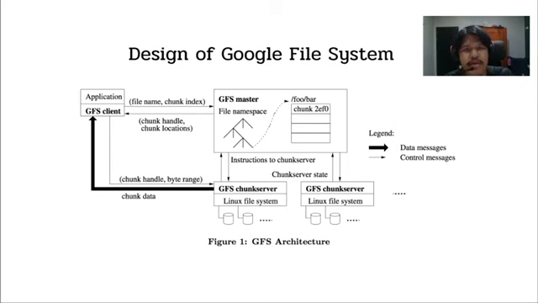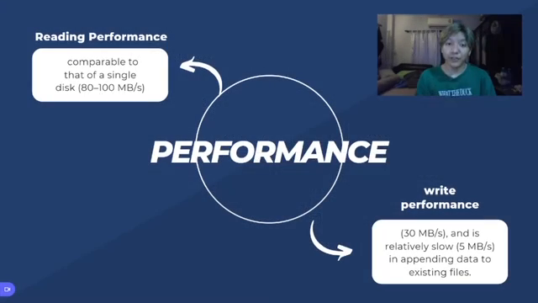Next, Mr. Pawaris will talk more about Google File System. Okay, with a relatively small number of servers, the file system achieves reading performance comparable to a single disk, at 80 to 100 megabytes per second, but had a reduced write performance of 30 megabytes per second, and is relatively slow, at 5 megabytes per second, in appending data to an existing file.